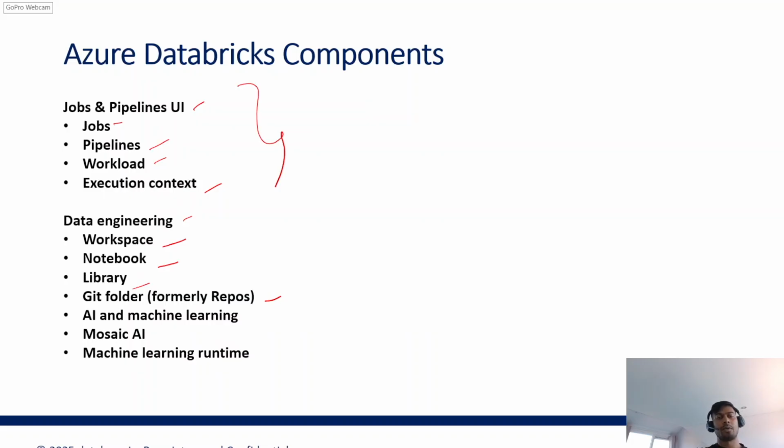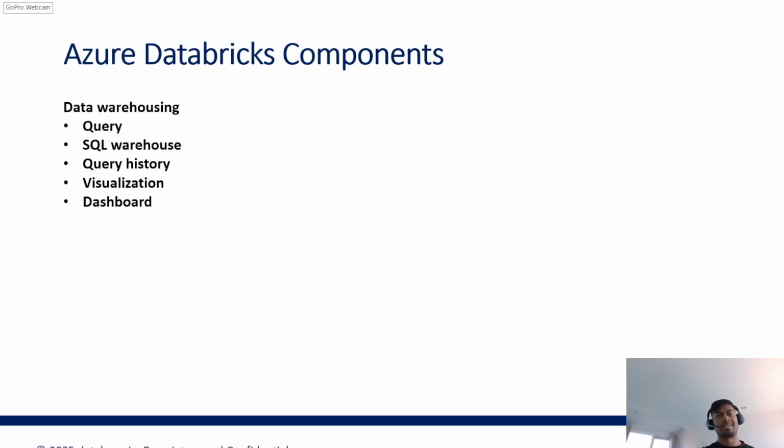You have Git setup, you have AI and machine learning, Mosaic AI, or machine learning runtime. So similar to Databricks runtime, we also have machine learning runtime. We'll see that. Then we have data warehousing. In data warehousing, you have a query, you have SQL warehouse, you have query history, visualization, dashboard. Okay, so I think now we've seen these components.